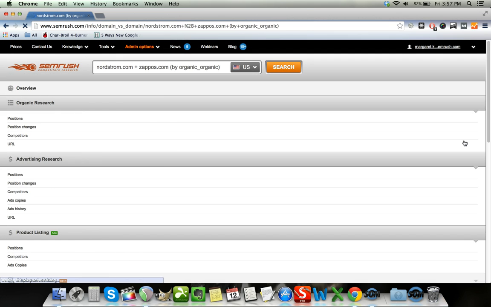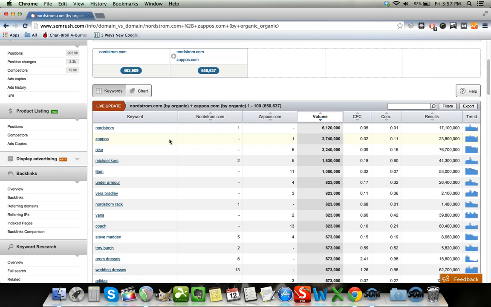We can also toggle this to the plus sign. That's going to show us all keywords, both common and unique. So what you're looking at right now is both common and unique keywords.